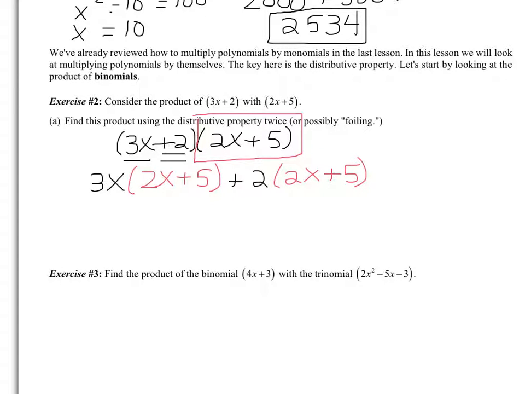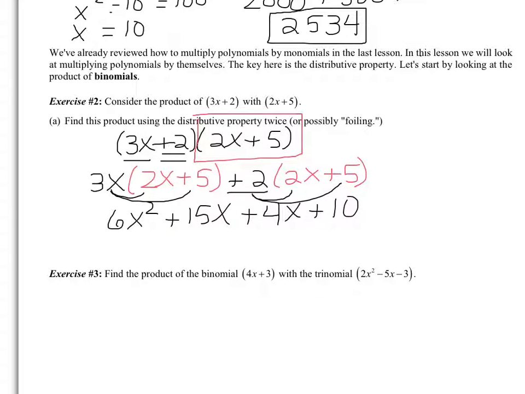After this, I'm going to do what we consider our regular distributive property. Please be careful to include the sign when you're on the second part of this. And I end up with 6x squared plus 15x plus 4x plus 10. I, of course, go through and combine my like terms in the middle, and I end up with my product, 6x squared plus 19x plus 10.